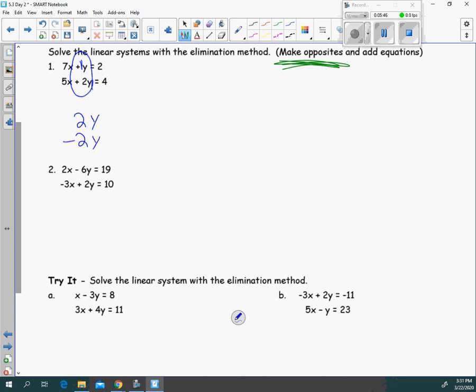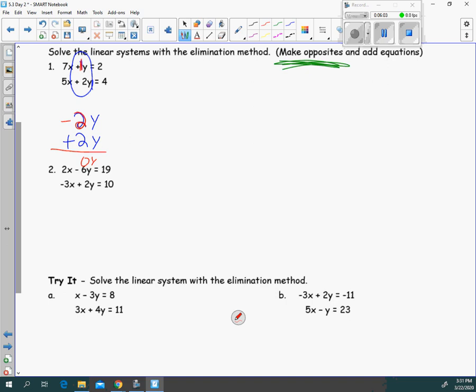This one's already, the bottom one's already a positive. So that means I want to make this top one a negative 2y. Currently, it is a 1y. Does everyone make sense on why I'm doing that? Because now I have 0 y's and that's eliminated. That's the sweet part. Okay?